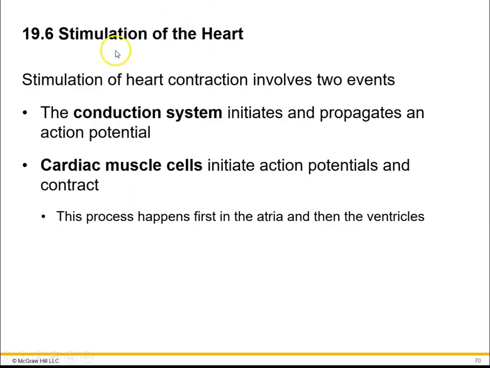Okay, so how does the heart contract? Well, it's going to involve two events. First, you need the conduction system to initiate and move that signal throughout the heart. Then you need the cardiac muscle cells to respond to that signal. And they're going to respond to that signal by initiating action potentials and contracting.